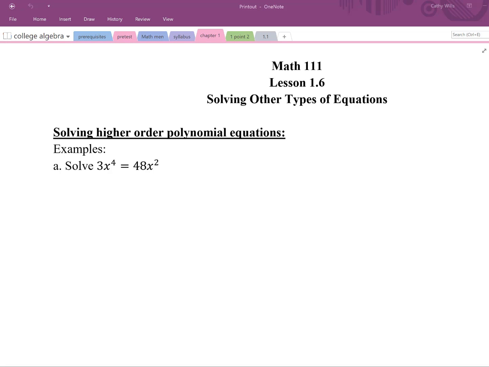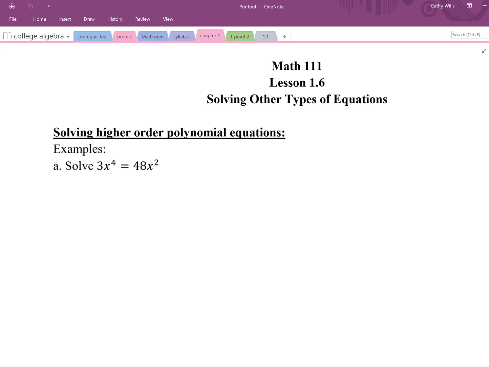Okay, in lesson 1.6, we're looking at solving other types of equations. So first thing here we have is a higher order equation, so it's not a quadratic, it's even got a higher power on x. We would work on this problem with factoring. So the first thing we need to do is get everything on one side and set it equal to 0, because when you factor and those factors multiplied together give you 0, you know that one of those factors has to be 0, and that's how you solve it.